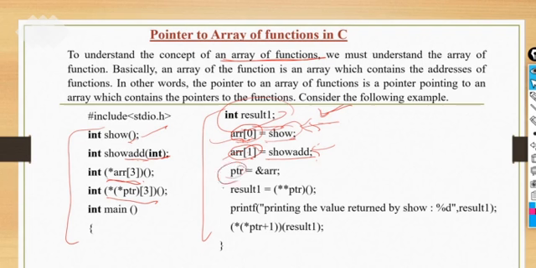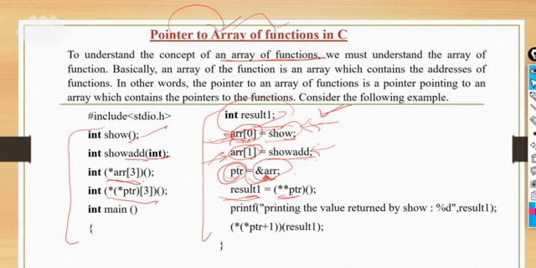And what is it doing? PTR is a pointer, and it is having the address of the array. So PTR denotes the indexing of the array, at the 0th index and first index. What is there in the 0th index? Function show, and at the first index the show add function. So we are using an array of functions, showing the functions at array index values, and a pointer to the array, which points to the address of the array. So what will be there as result1?